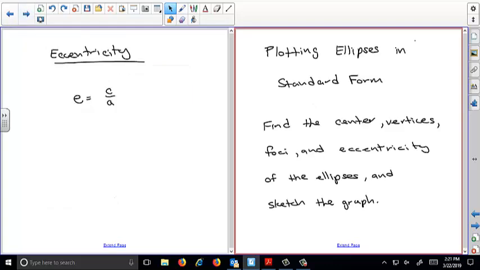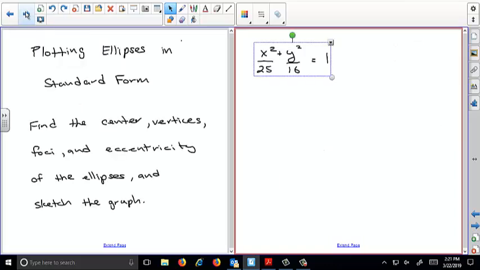So the first thing we're going to do is plot ellipses that are already in standard form. Now from the standard form we can find the center, the vertices, the foci, and the eccentricity. And then once we have those, we'll sketch the graph. So we're going to do 3 of these problems, and they're all in standard form already.